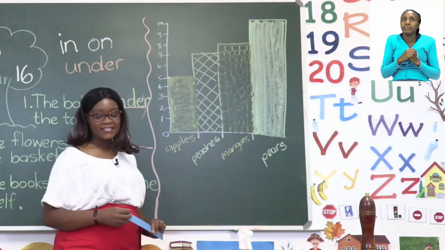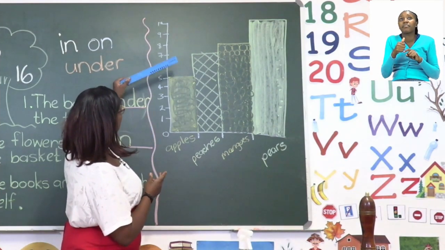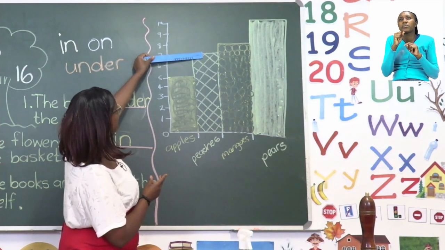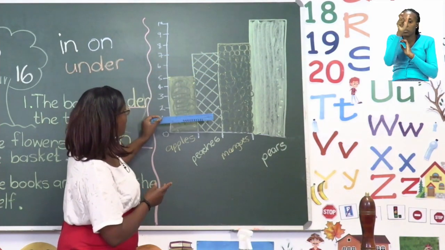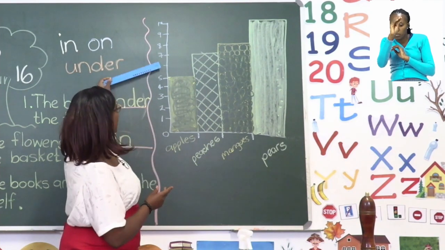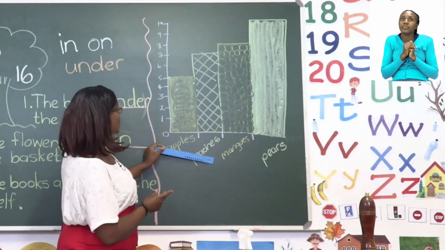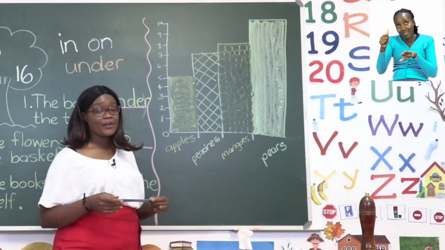The same has been done for the peaches. I looked for the number 7 because I was told there were 7. I went there and then I made a pattern to show that all of these are peaches. There are 7 peaches. So go ahead and fill in the rest of the bar graph.